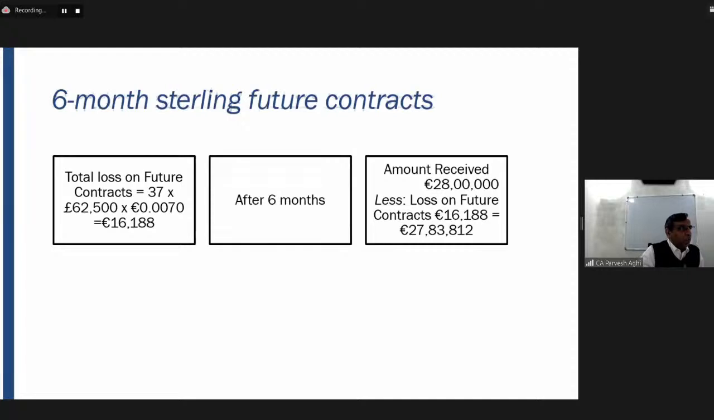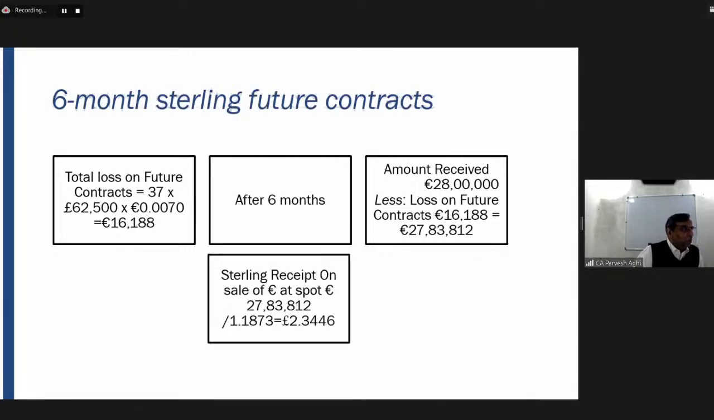After 6 months, when he's going to receive the money, he's going to receive 2.8 million, which is nothing but 28 lakhs. So this loss has to be adjusted. Though he will be receiving 28 lakhs euros from the customer, he will be losing 16,188 euros from the market. So overall net he will be left with 27,83,812 euros. If we convert that at the spot rate prevailing, which is 1.1873, since it's a reciprocal quote, we divide it to convert to pounds.